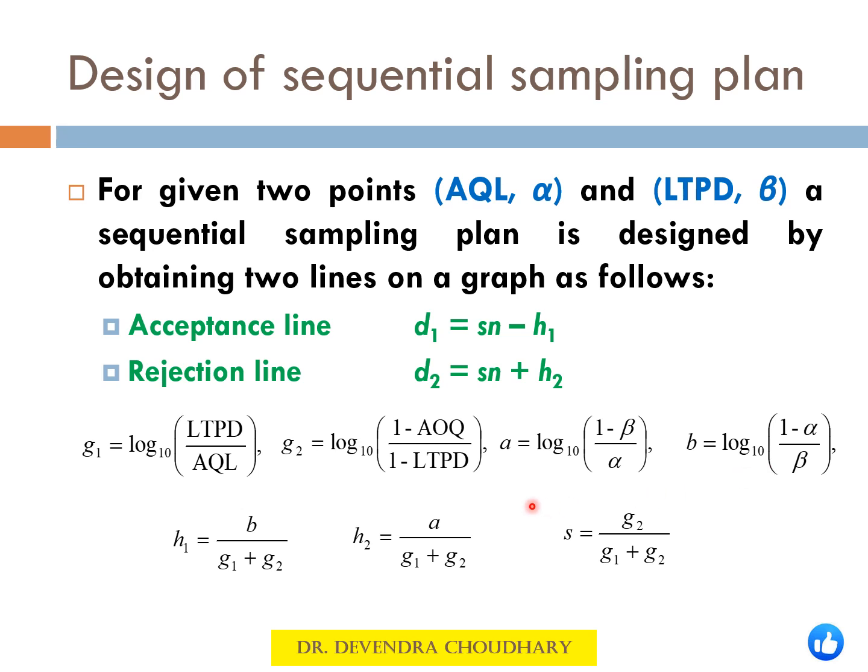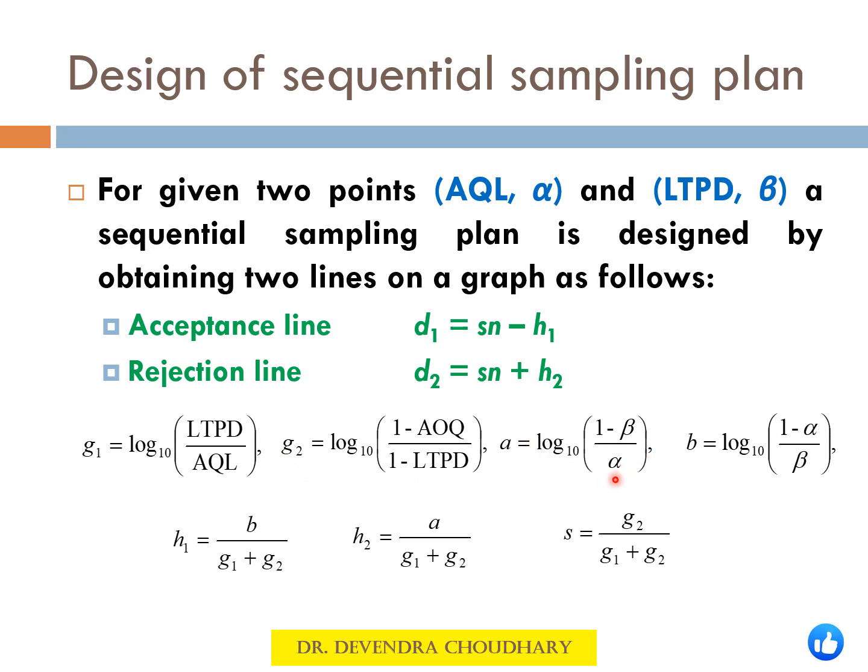So if you see carefully, G1 is a ratio of LTPD to AQL, which we also used while designing a single sampling plan using Poisson distribution. And when you reciprocate this ratio and subtract it from 1 in both numerator and denominator, you get this G2.